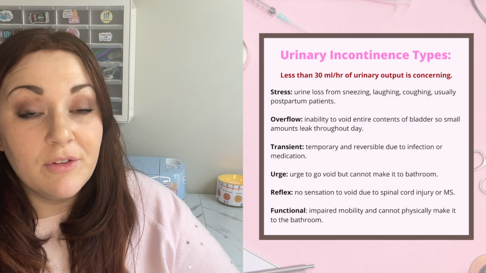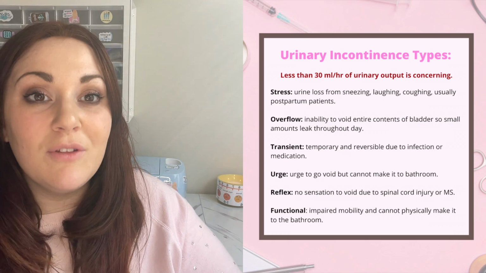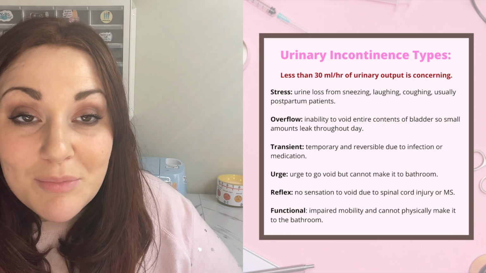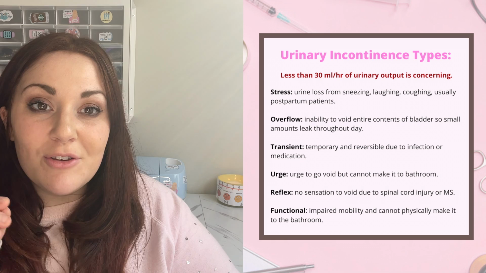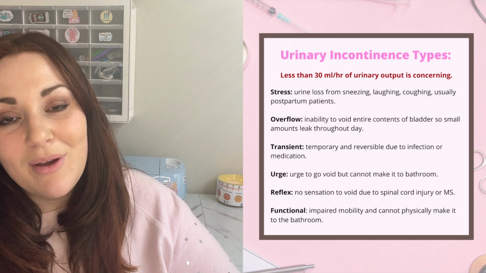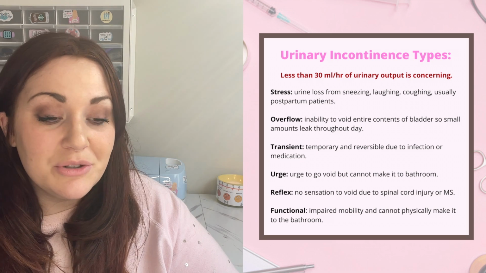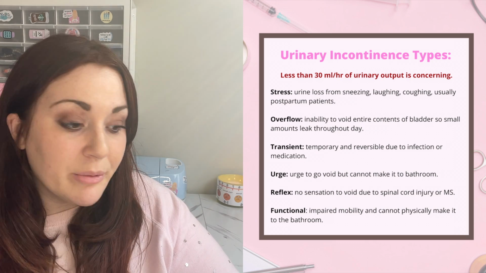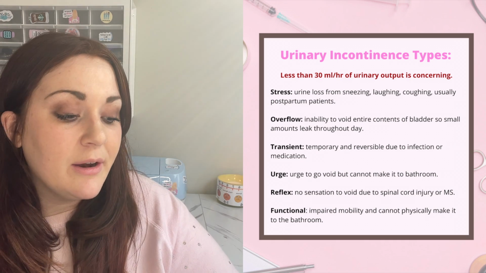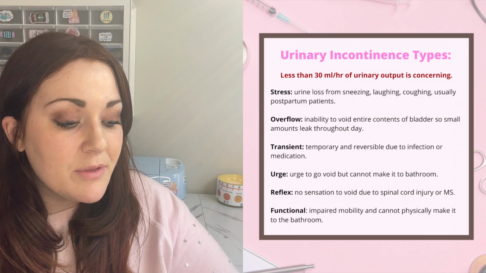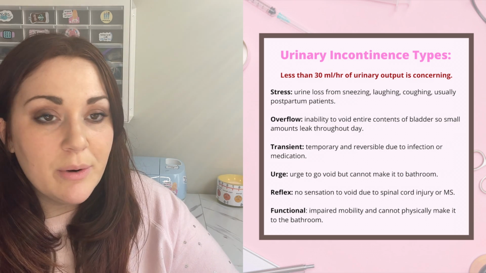There is overflow incontinence. It sounds just like what it is. It's overflowing because you do not completely get all the urine out of your bladder, so you have little dribbles of urine throughout the day. This can be due to a spinal cord injury, multiple sclerosis, or an enlarged prostate. There is transient urinary incontinence. This is reversible. This could be due to an infection or medication.